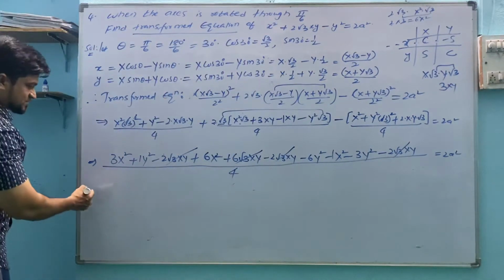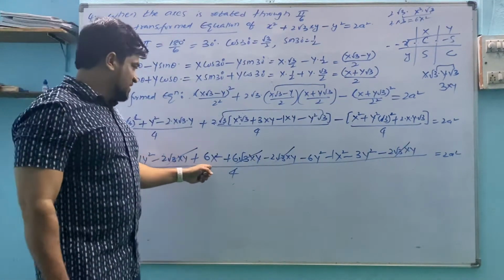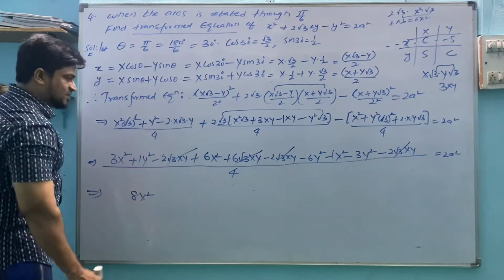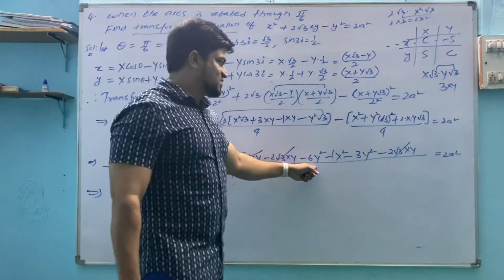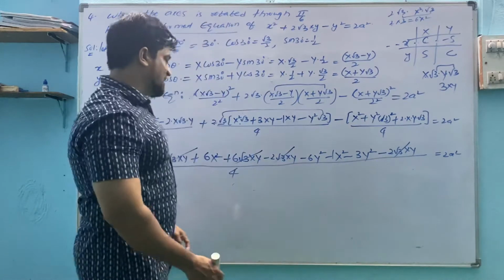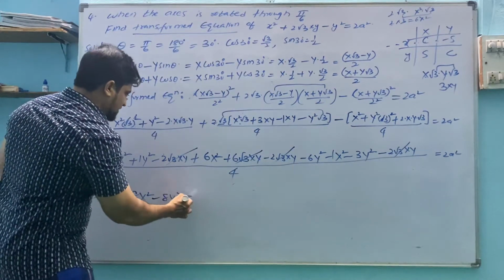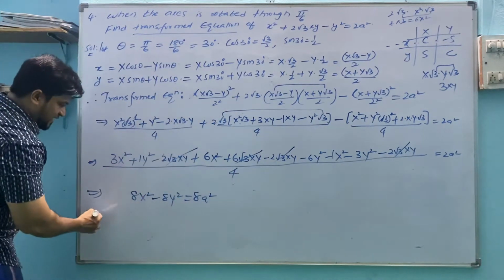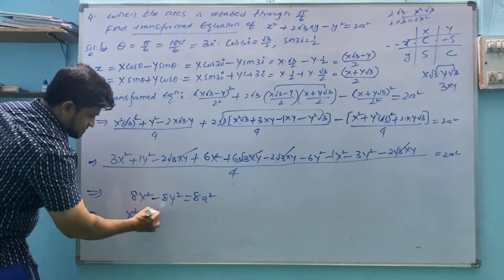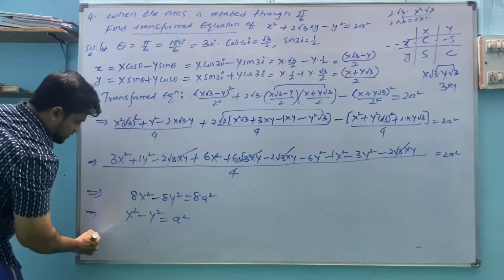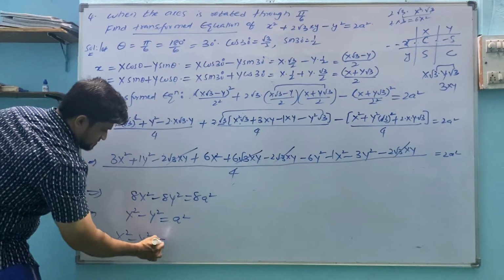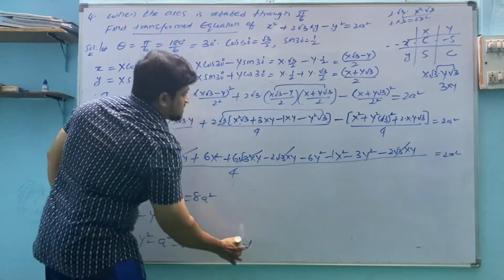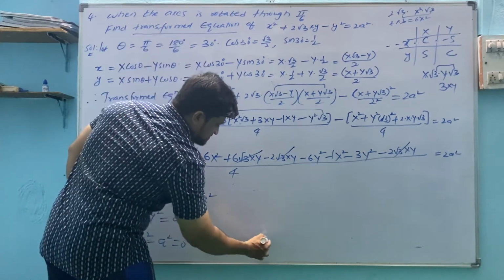Now count down x squares. 3x square, 6x square, 9x square, minus 1x square. 8x squares are there in total. 1y square, minus 6y square, minus 3y square. 1 minus 9 is minus 8y square. Equals to 4 into 2, 8a square. Now we can divide both sides by 8. a square you can take to the left side. This is the required transformed equation.